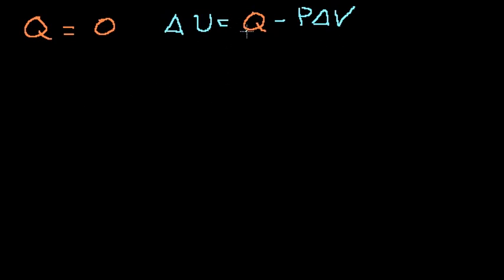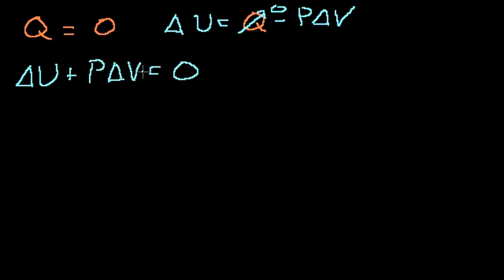Now, if it's adiabatic, we know that this is 0. We know that this right there is 0. And if that's 0, we can add P delta V to both sides of this equation. And we will get that this is only true if we're adiabatic, that delta U, our change in internal energy, plus our pressure times our change in volume is equal to 0. Let's see if we can do something with this equation to get to that result that I'm trying to get to.